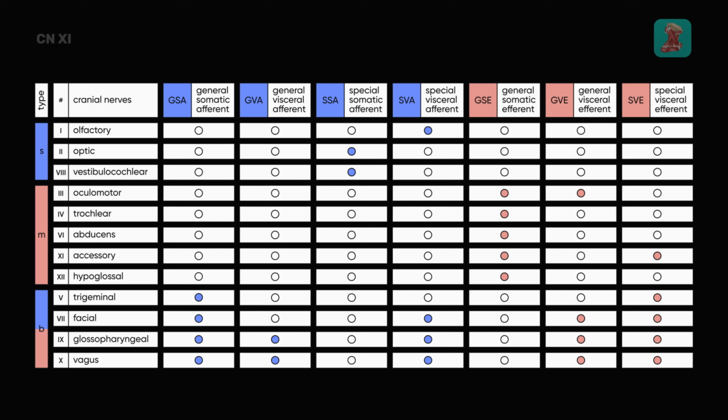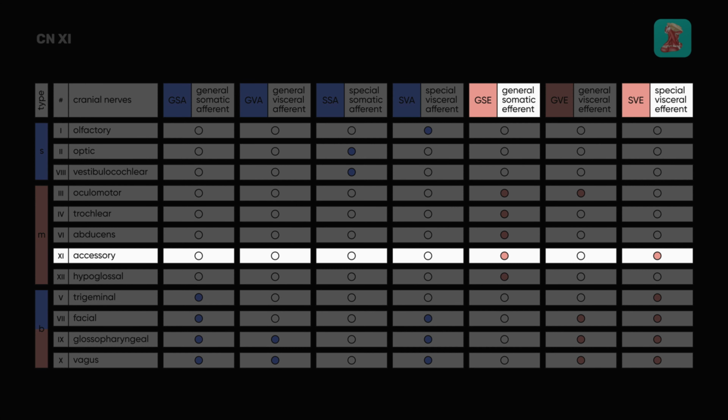According to the generally accepted classification of functional components, it contains general somatic efferent fibers, GSE, and special visceral efferent fibers, SVE. That means that it is a motor nerve. Some authors recognize only one of the listed types of fibers in the accessory nerve, either GSE or SVE.